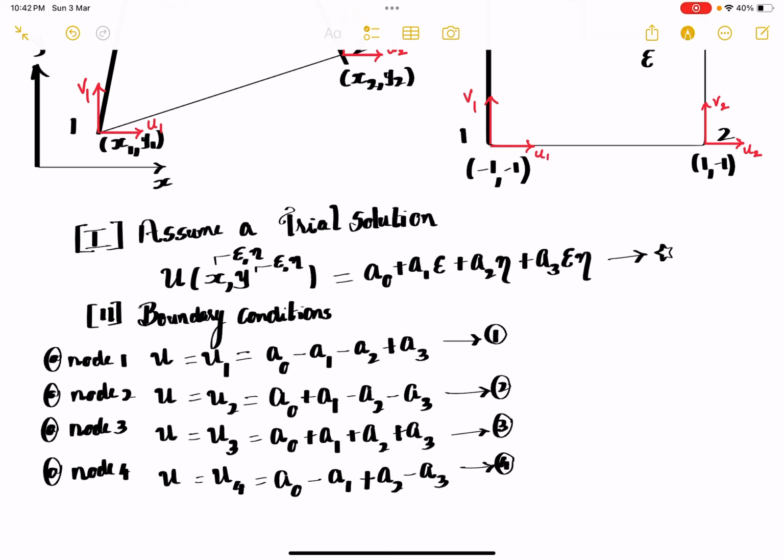Now what you have to do is solve the 4 equations for 4 unknowns in order to get the values of a0, a1, a2, a3. Once you get the values of a0, a1, a2, a3, you have to substitute those values back in the star equation in order to get the shape functions. Okay, so now we are going to solve the 4 equations.